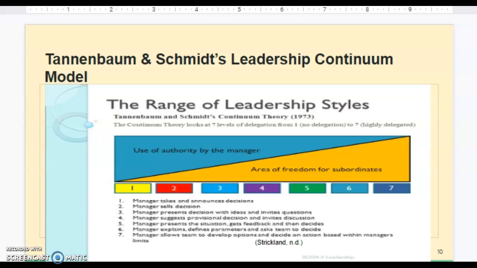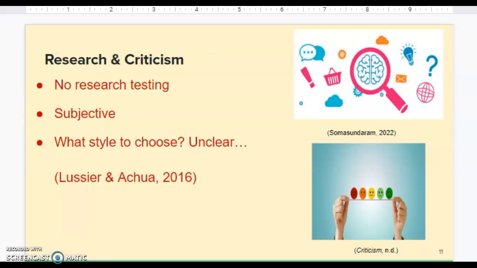The continuum theory looks at 7 levels of delegation, from 1, which is no delegation, to 7, which is highly delegated. Before selecting one of the styles, the leader must consider the variables of boss, subordinate, and situation. Although this model was very popular, it didn't go through research testing like the contingency leadership model. One criticism is that the 3 factors to consider when selecting a leadership style are very subjective. In other words, which style to use when is not so clear.